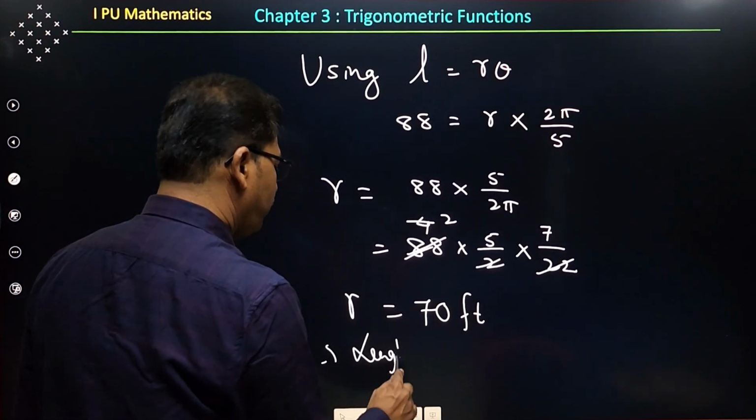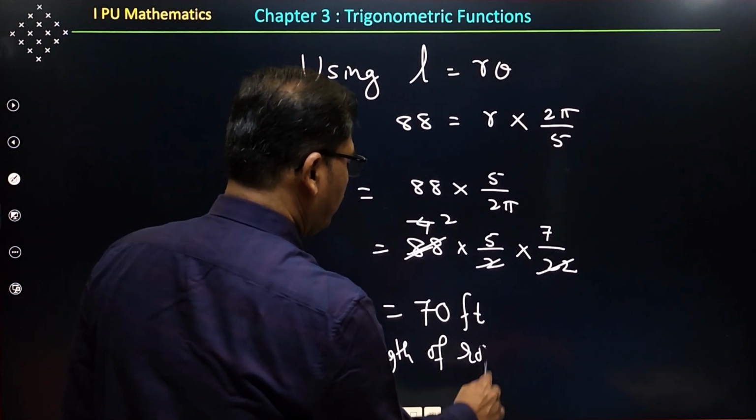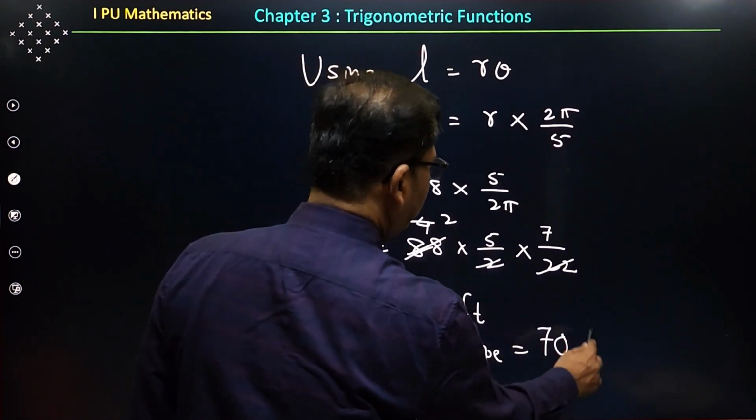Therefore length of rope is equal to 70 feet.